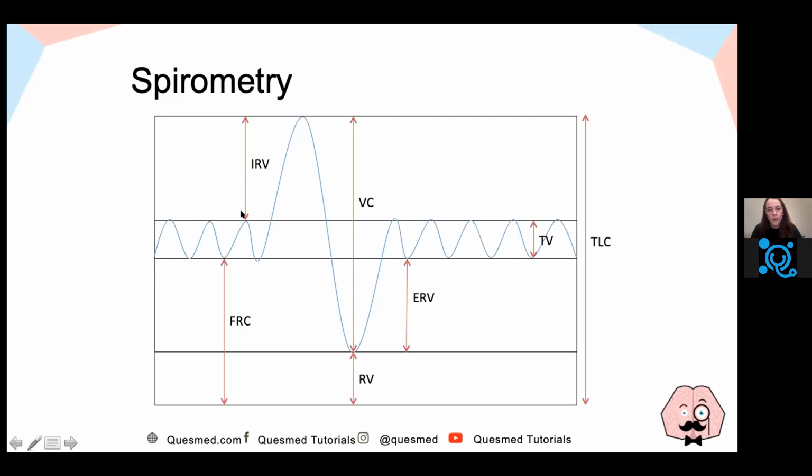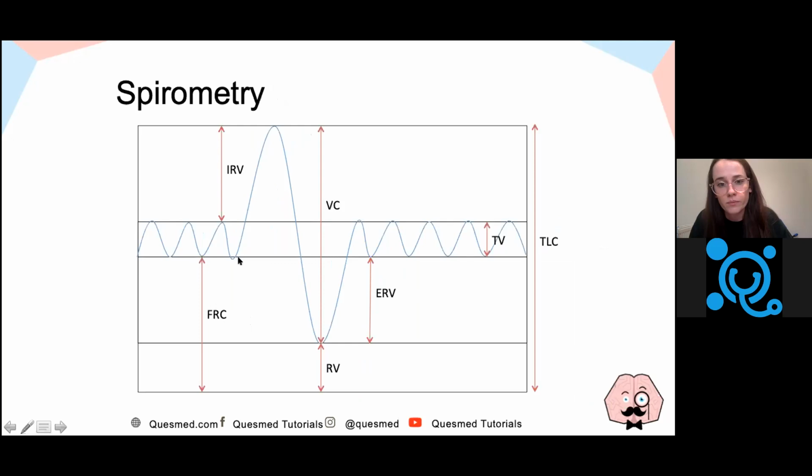Next up, you've got your inspiratory reserve volume. So that's anything that a patient can inspire past the inspiratory portion of tidal volume breathing. You've got your expiratory reserve volume, so that's anything that a patient can breathe out past the expiration of normal tidal volume breathing.